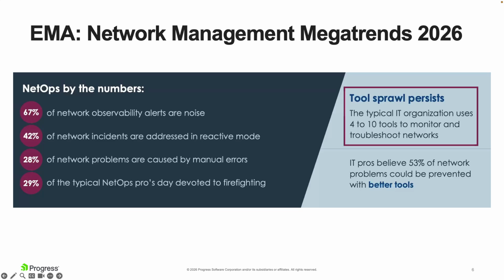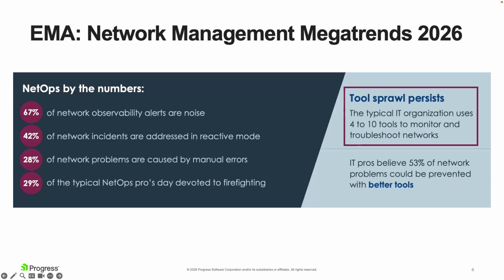I also found some interesting statistics from the EMA Network Management Megatrends report from 2026. If you look at NetOps by the numbers, there are certain percentages, like the share of network observability alerts that are just noise: 67% seems quite high. 42% of network incidents are addressed in a reactive mode. But if we look on the right, you can see that tool sprawl persists.